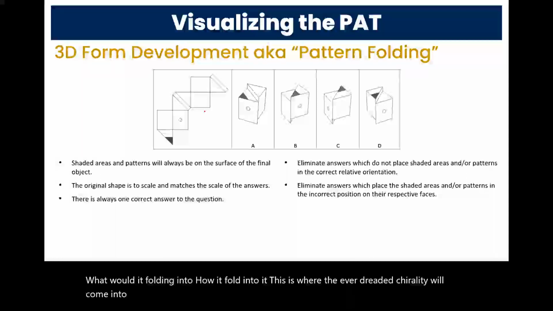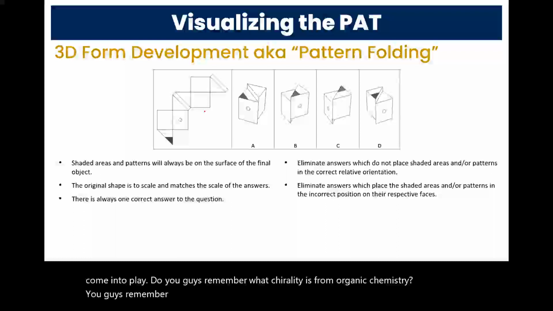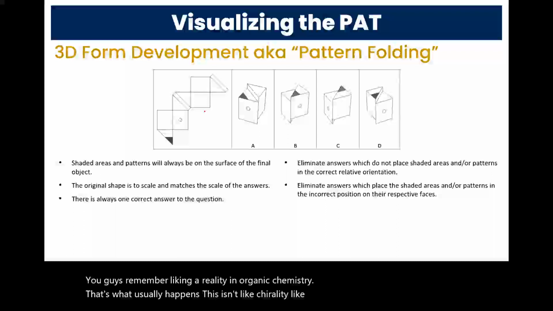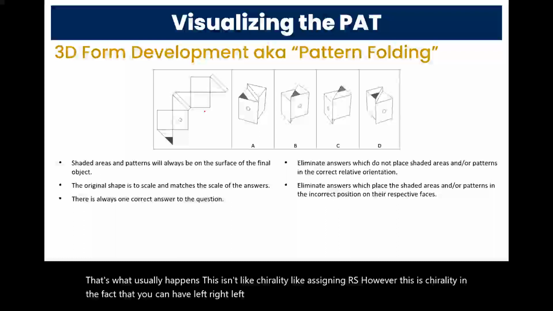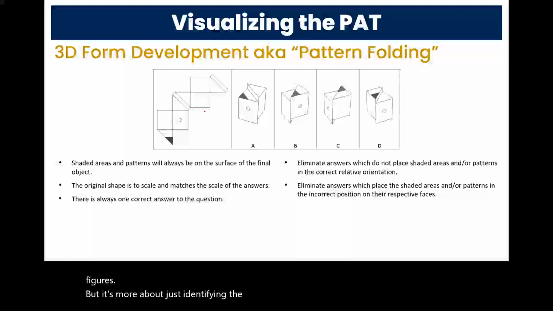Do you guys remember what chirality is from organic chemistry? Do you guys remember liking chirality in organic chemistry? That's what usually happens. This isn't chirality like assigning R and S, however. This is chirality in the sense that you can have left-handed and right-handed figures, but it's more about just identifying the relative orientation of things.